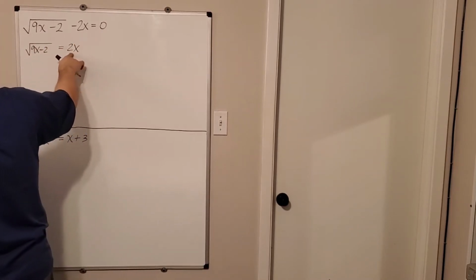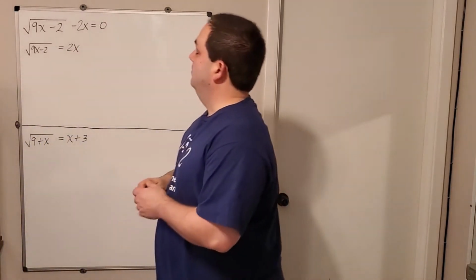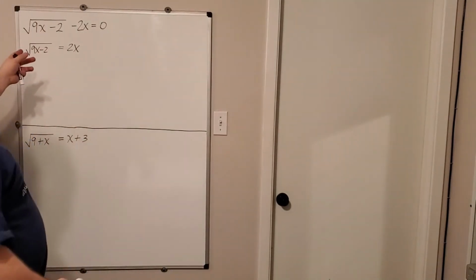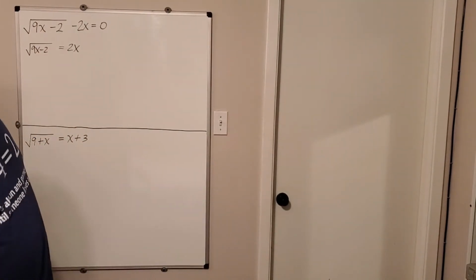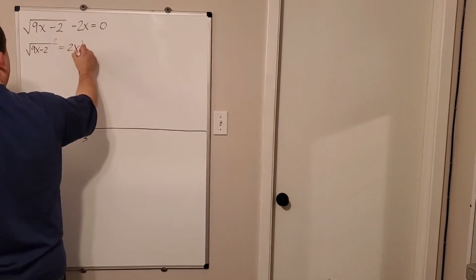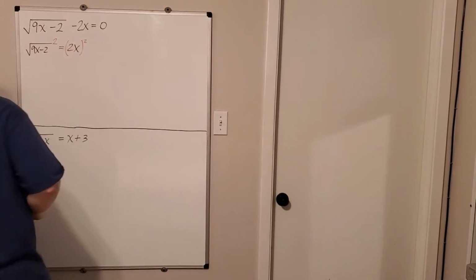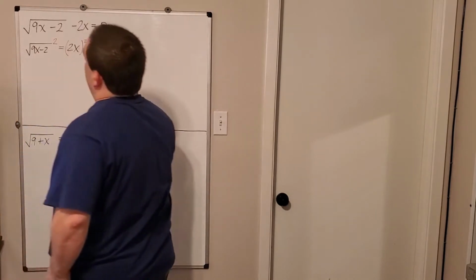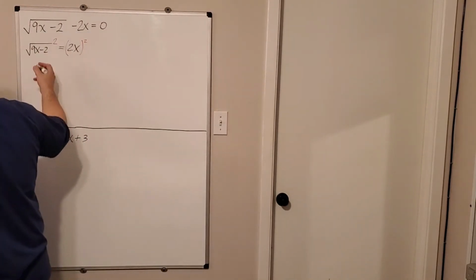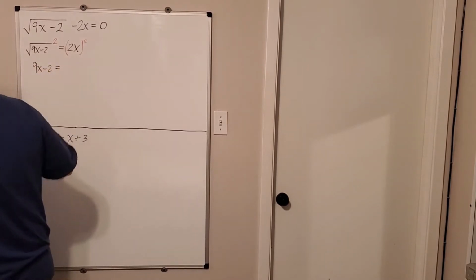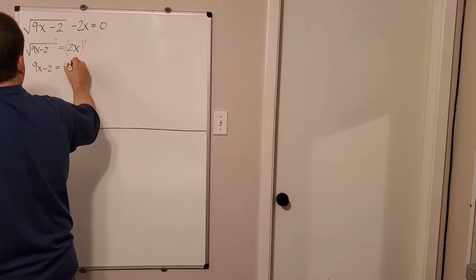By adding 2x plus 0, I just get 2x. Okay, so then I have the square root. I want to get rid of it. So I'm going to square both sides. Be careful. You're squaring the entire side there. All right, so then the square and the square root are going to wipe out, leaving me 9x minus 2 is equal to 4x squared.